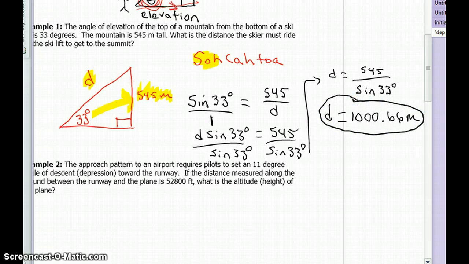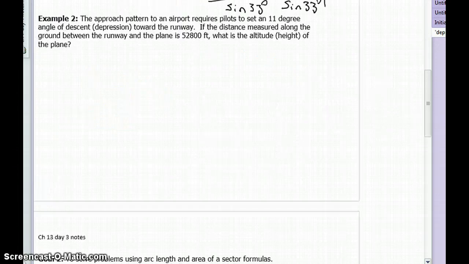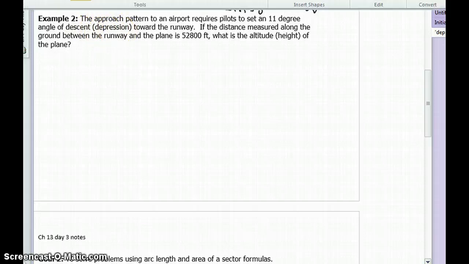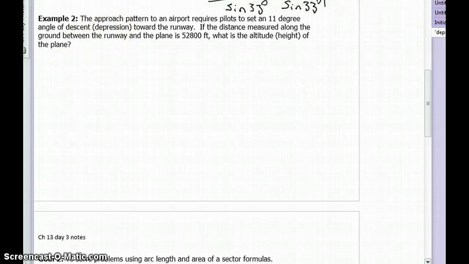Alright, now let's get to the next problem. Example 2. The approach pattern to an airport requires pilots to set an 11-degree angle of descent. Descent is the same thing as saying depression. Alright, so we got to be careful how we read these. Towards the runway. If the distance measured along the ground between the runway and the plane is 52,800 feet, what is the altitude, height of the plane?